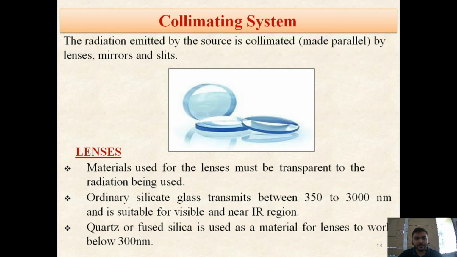Collimating system. The radiation emitted by the source is collimated, made parallel, by lenses, mirrors and slits. These are the lenses. The material used for lenses must be transparent to the radiation being used. Ordinary silica glass transmits between 350 to 3000 nanometer and is used for the visible and near infrared region. Quartz and fused silica are used as material for lenses to work below 300 nanometer.